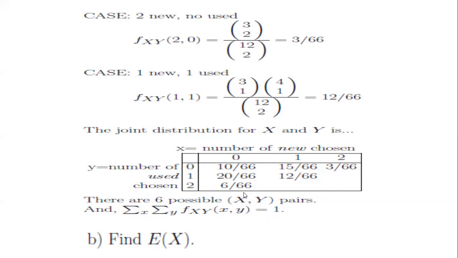So we'll have a marginal here, which is 36 over 66. Here I have 27 over 66. Here I have 3 over 66. Multiplied by 0, multiplied by 1, multiplied by 2. That becomes the expected value of x. Right?